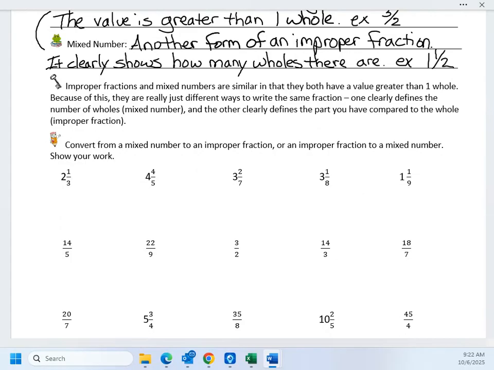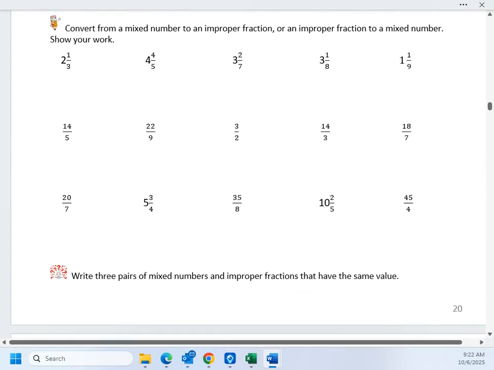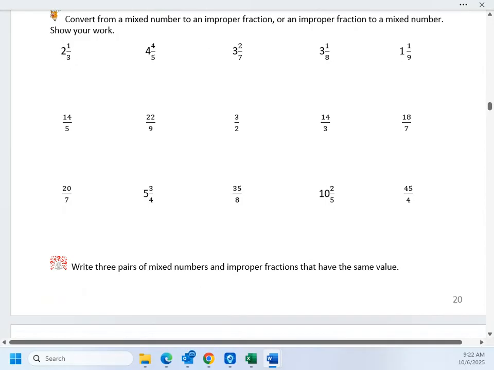So we're going to convert from a mixed number to an improper fraction, or the improper fraction to the mixed number. You have experience with this from 5th grade. Let's see what you remember. If we have our mixed number of 2 and 1/3, listen carefully to the question, how do I make that an improper fraction? Joy? How do I do that?